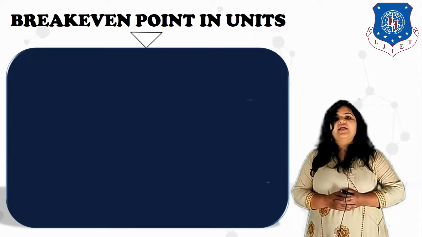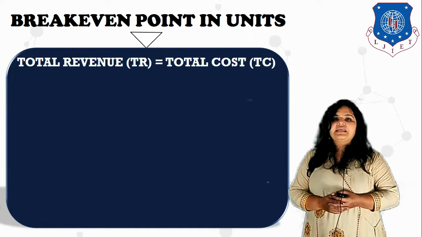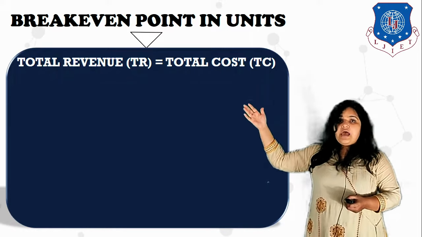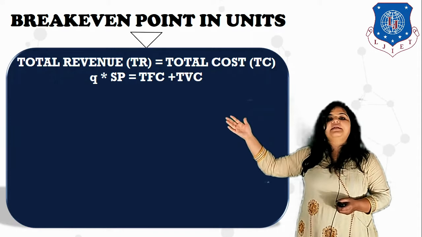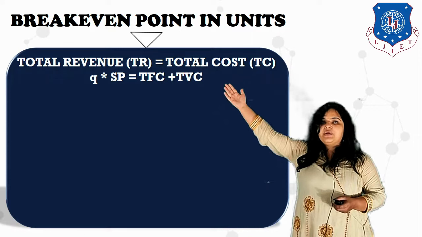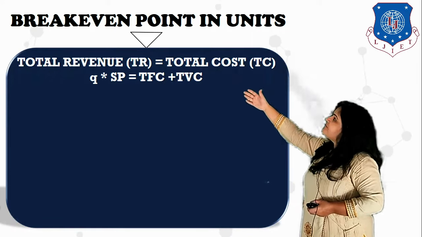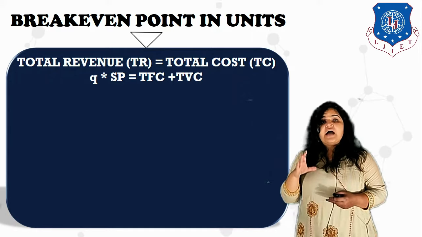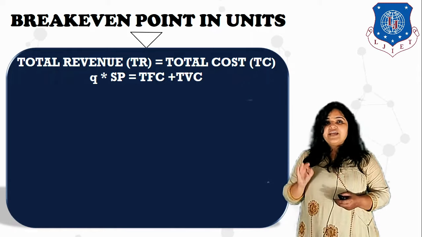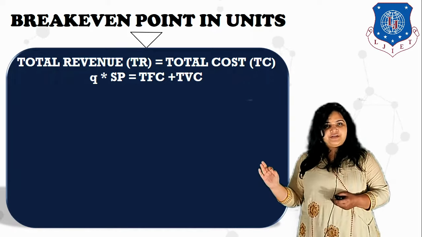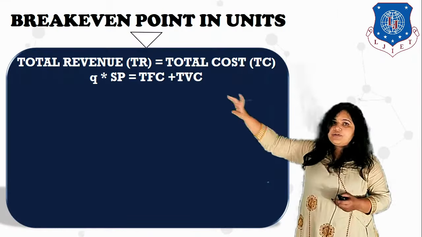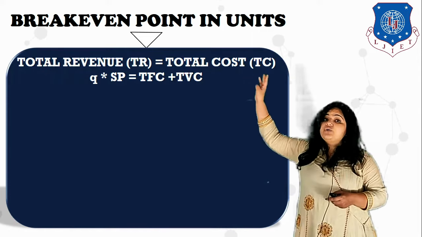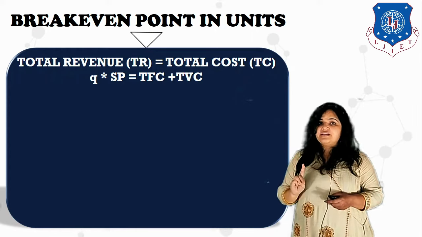To derive break-even point in terms of units, we will start with the initial condition where our TR is equal to TC, or total revenue is equal to total cost. But we understood just a minute ago that TR can be substituted by Q into SP and TC is actually TFC plus TVC. Now students, if you remember, we assumed that your average variable cost remains constant. Your selling price remains constant, your total fixed cost remains constant, but your total variable cost isn't constant. What is constant?